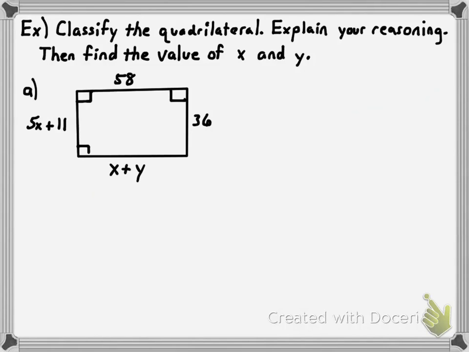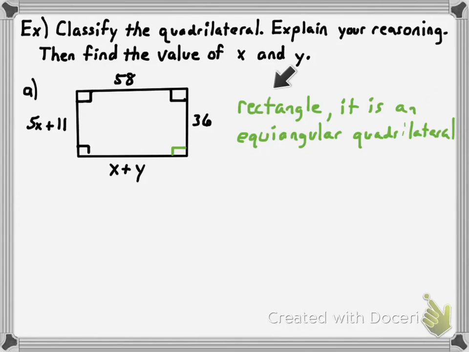This quadrilateral looks like a rectangle, and why is it a rectangle? Well, we know that 3 of the 4 angles are right angles, and it is a quadrilateral, so you know the sum of the angles is 360. These add up to 270. That means that the fourth angle is going to have to be 90 degrees as well, right? So, rectangle because it's equiangular. All right, so there's our classification, and then here's our reasoning for that. It's an equiangular quadrilateral.